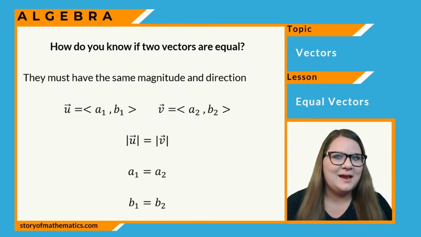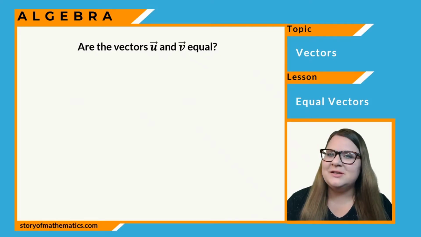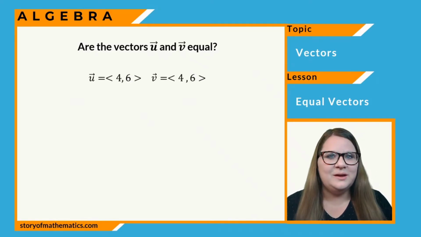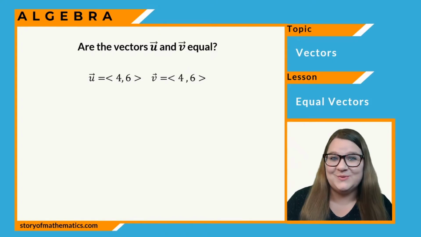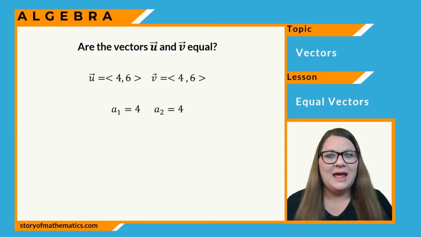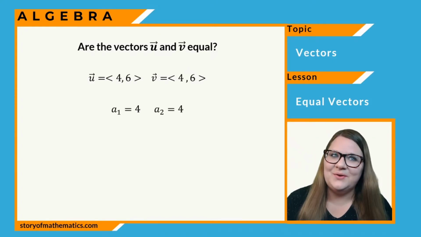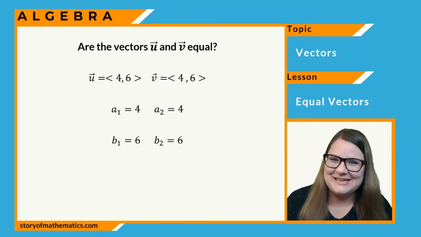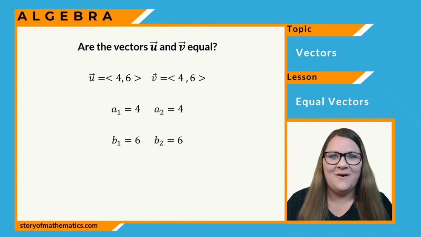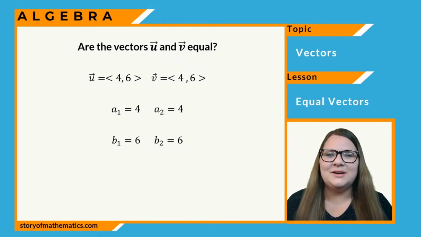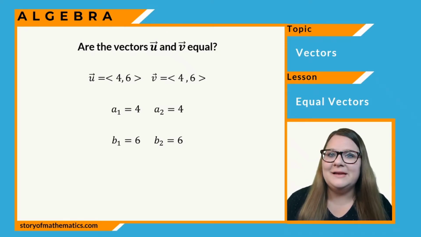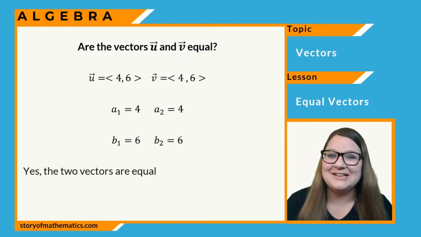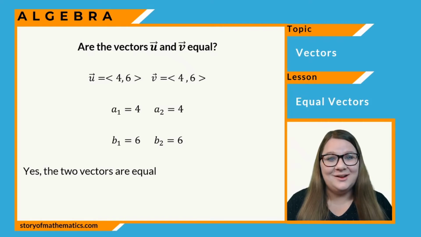Let's take a look at an example. Are the vectors u and v equal if u equals <4, 6> and v equals <4, 6>? Well, a1 is 4 and a2 is 4. That bodes well. b1 is 6 and b2 is 6. So those all match. Because your a's match and your b's match, the magnitudes obviously also have to match. So the two vectors are equal.